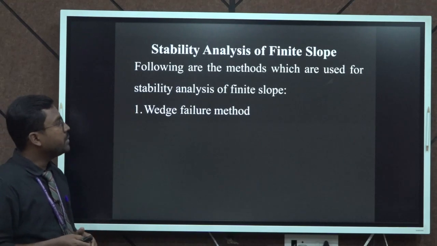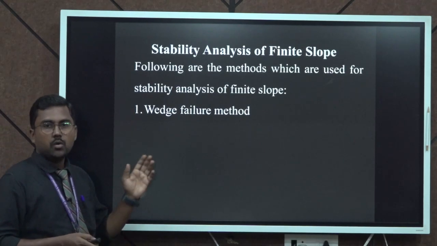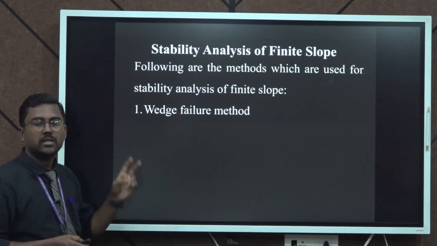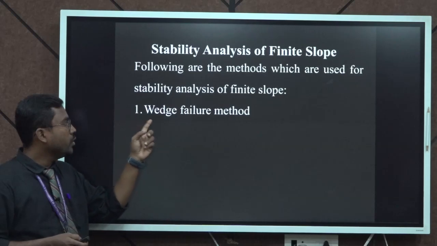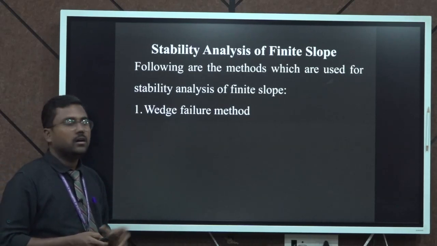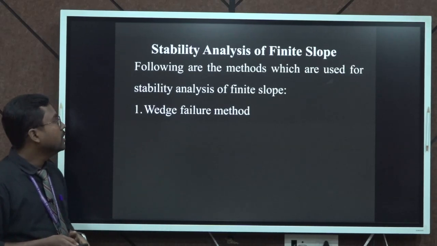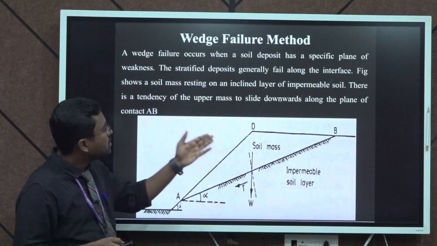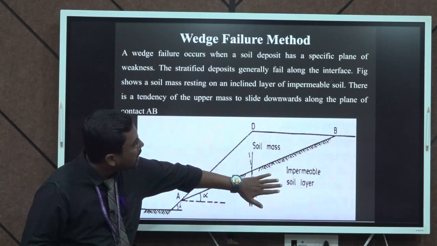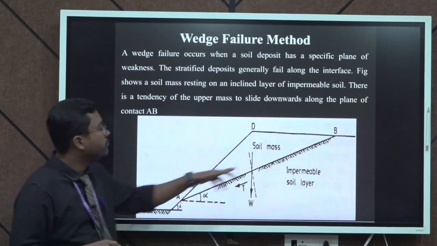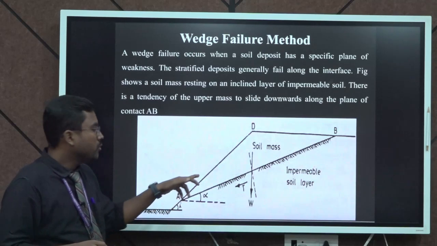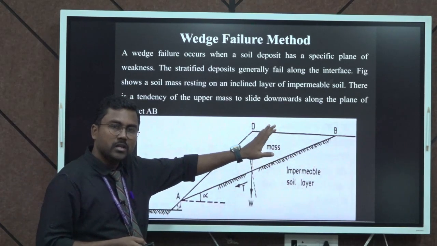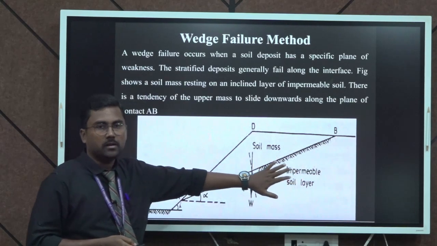And for now we are going to discuss the slope stability analysis for the finite slope. Okay, we have three different methods. In that, we are going to discuss only the wedge failure method. Okay, in the wedge failure method, a wedge failure occurs when a soil deposit has a specific plane of weakness. This is the plane of weakness. Okay, this plane of weakness will occur when one permeable soil is present over one impermeable layer.